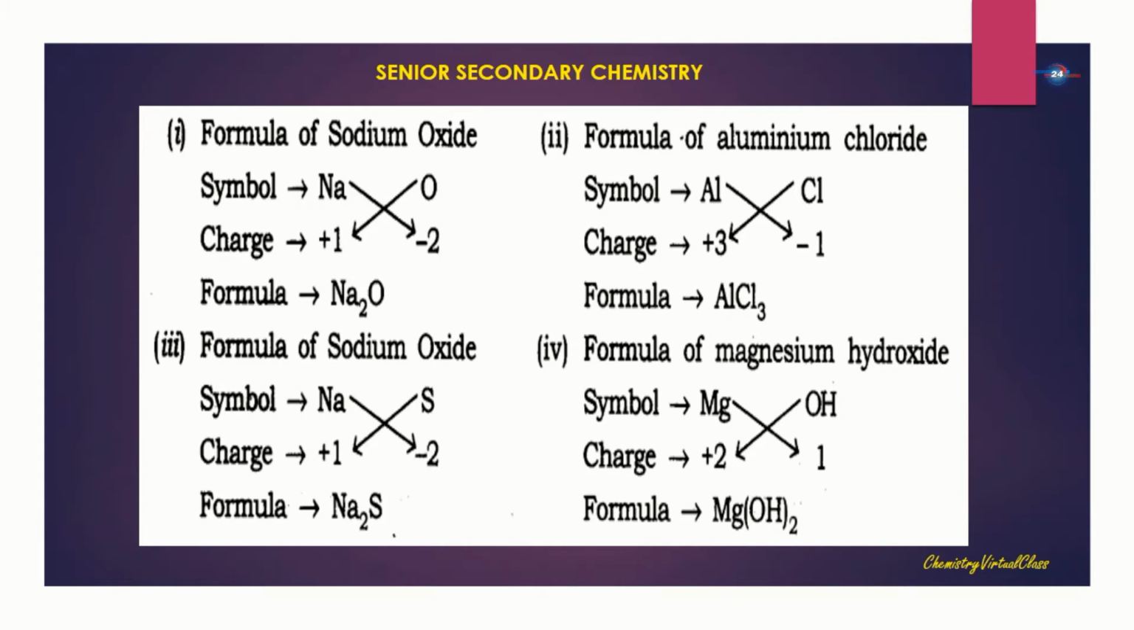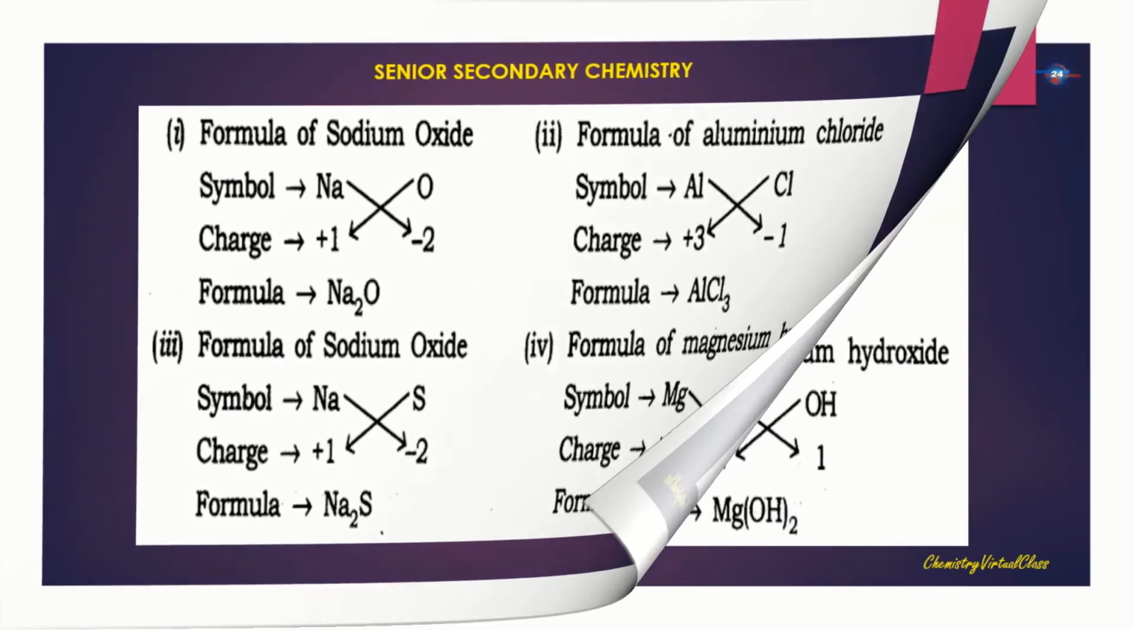You have to interchange the valencies, and that 2 comes from sulphide. So in between we have 2, and sodium sulphide is Na2S. Very, very important. Let us write the chemical formula for aluminium chloride.